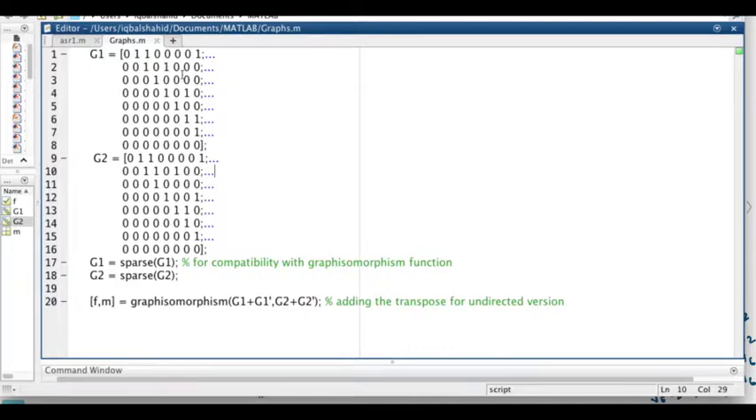Then we write G2 the same way, and then we use this command sparse of G1 and sparse of G2. This is done so that this graph isomorphism function can be used. It will convert it to a format in which we can write this expression here. Now what is this G1 plus G1 transpose? This apostrophe is for transpose. Remember, we only considered directed edges, so in order to make it undirected, we have to add this matrix to its transpose. And similarly G2 plus G2 transpose. And these give my answers F and M.